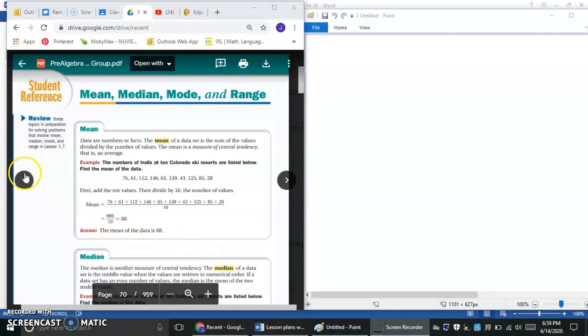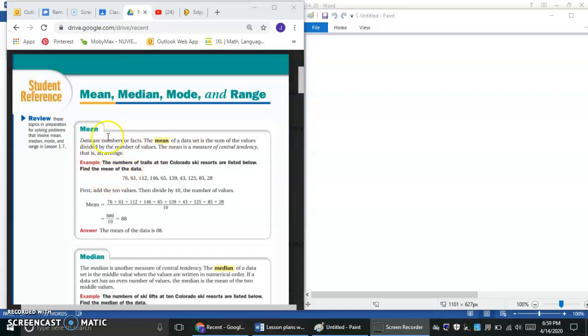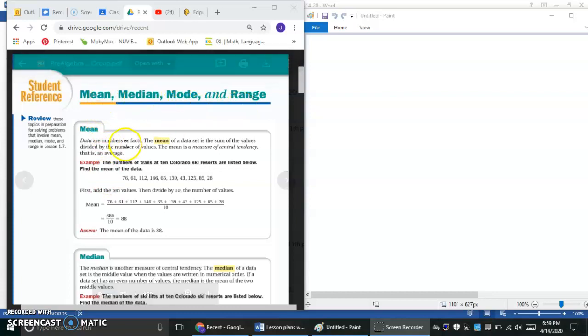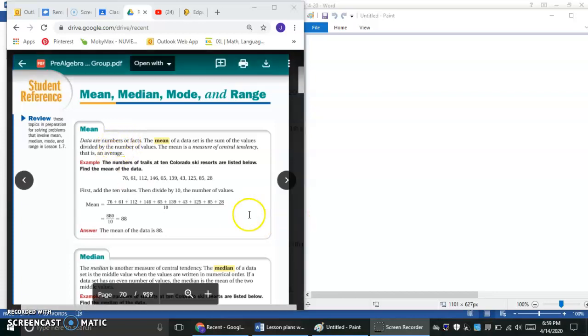Alright guys, today we're doing something new. We're going to do mean, median, mode, and range. First thing you need to know is the difference between mean, median, mode, and range. So I'm going to go through each one, and then you're going to complete 8 problems, just so you could get the grasp of it right now.